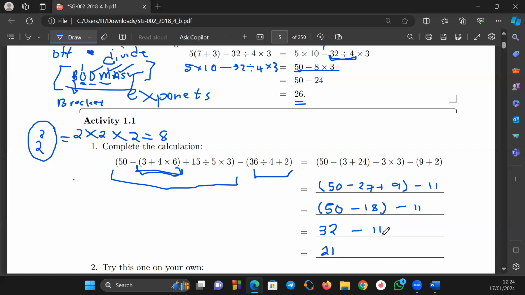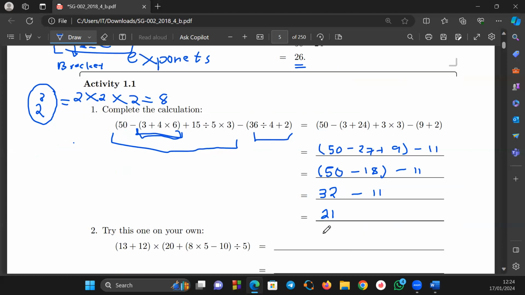If you want to do this kind of mathematics without a calculator, 32 minus 11, because it's 11, you just say minus 1 first, it's going to be 31. Then you subtract by 10. Then 31 subtract by 10 is going to be 21. So that's our final answer for this question.